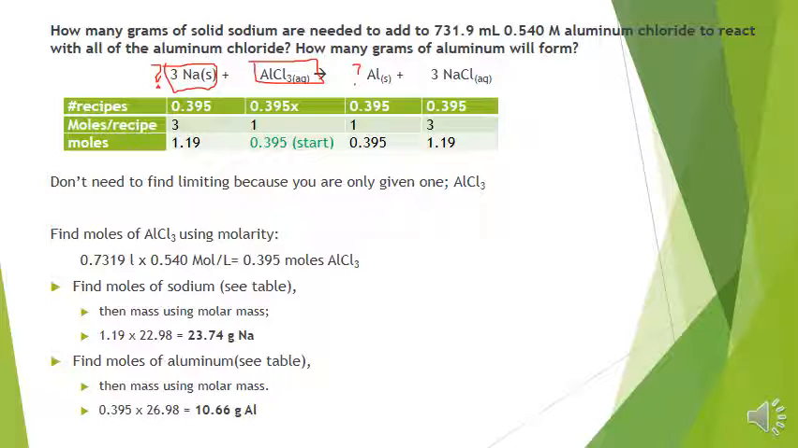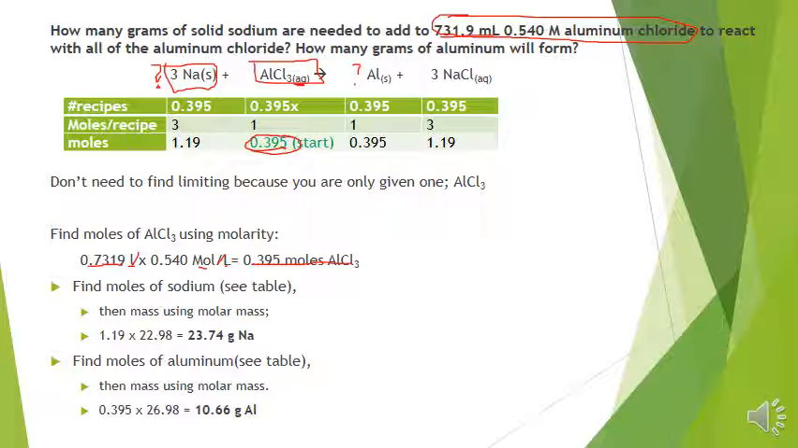All right, so the first thing I'm going to do is, I'm given this amount of aluminum chloride, so I have to figure out how many moles that is. Here's what it is, but let me show you how I got that. It says aqueous solution, so I'm going to use molarity to find moles. Since molarity is in moles per liter, I have to change the milliliters to liters, so I divide by 1,000. So this is 0.7319 liters. The molarity is 0.540 moles per liter, and you can see that the liters cancel out. That's how many moles of aluminum chloride you have, and from that, you can figure everything else out.